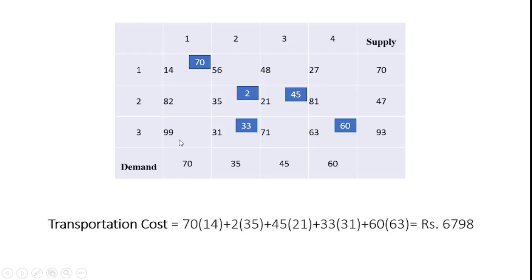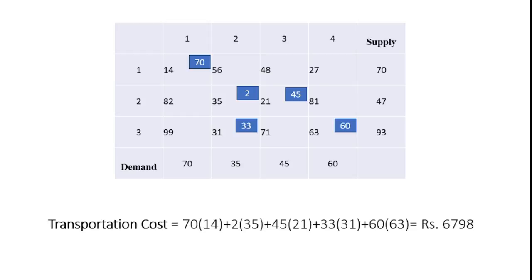First, 70 into 14, 2 into 35, 45 into 21, 33 into 31, 60 into 63, so that finally I get 6,798 rupees as the transportation cost. Likewise, we can calculate the transportation cost with the aid of Vogel's approximation method.